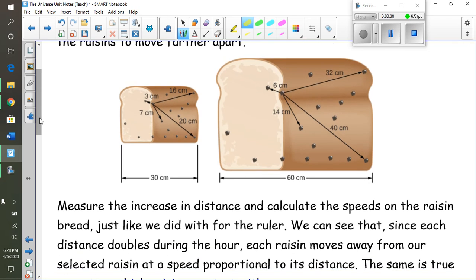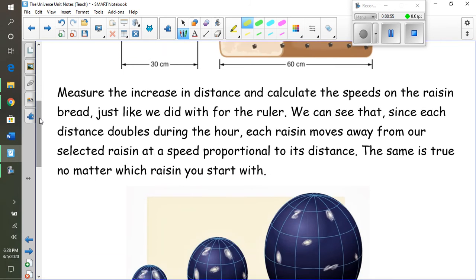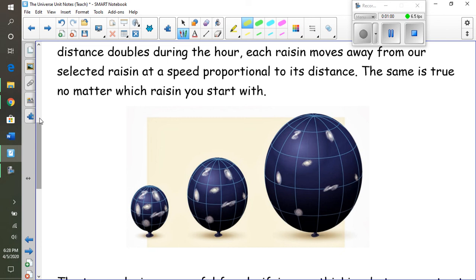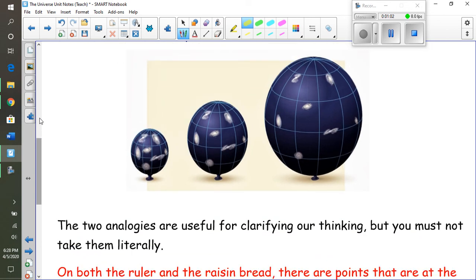But measure the increase in distance and calculate the speeds of the raisins in the bread, just like we did for the ants on the ruler. You'll see that since the distance doubles during the hour, each raisin moves away from our selected raisin at a speed proportional to its distance. Everything is the same here. We can even do something like blowing up a balloon. These two analogies are useful for clarifying our thinking, but you must not take them too literally.